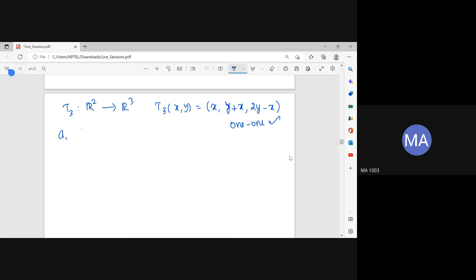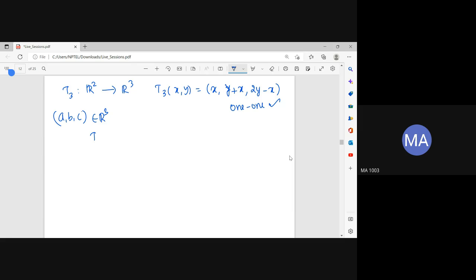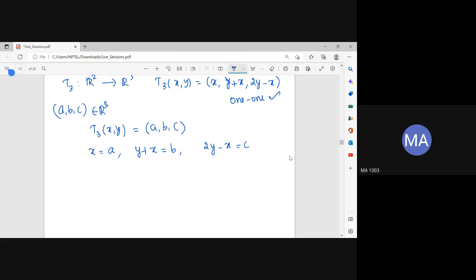If it is onto, I pick any (a, b, c) in R3. I should be able to find (x, y) satisfying this condition, right? x should be equal to a. y plus x should be equal to b. 2y minus x should be equal to c, right? Yes, ma'am. So x is equal to a, what should y be? b minus a. Okay. So what is 2 times (b minus a) minus a? 2b minus 3a.